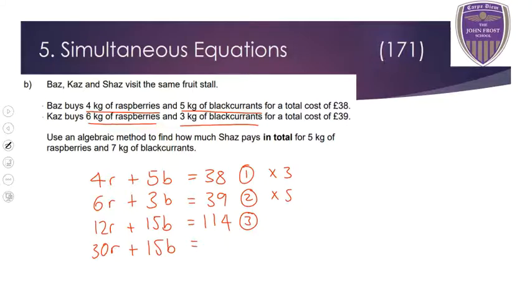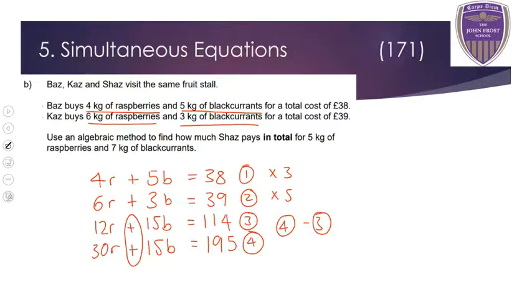15B, which is what we were trying to do. And then 39 times 5 is 195. Okay, so we've got our two equations. The 15s are the same. The signs are the same, look, so we're going to subtract, but let's do it as 4 minus 3, because we don't want to really be using any negatives, do we?